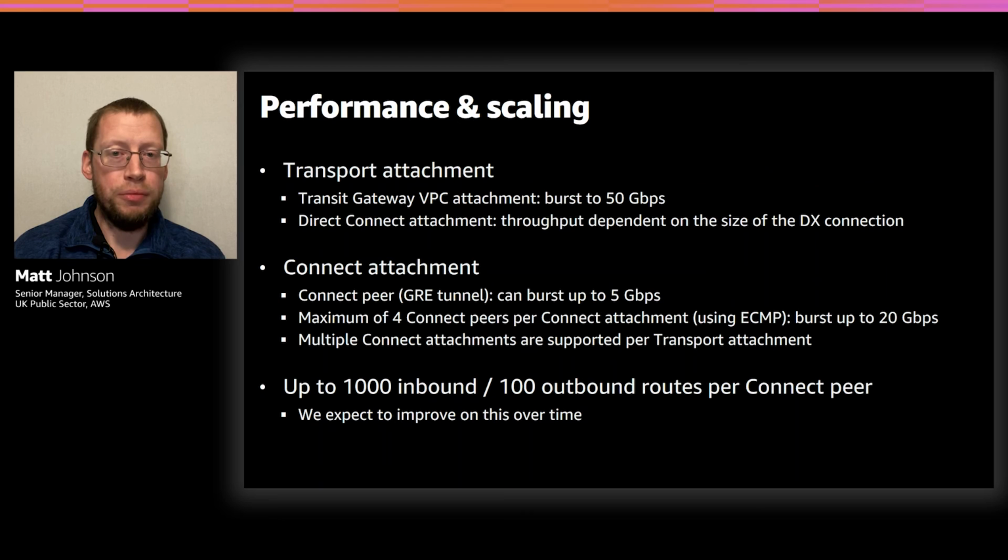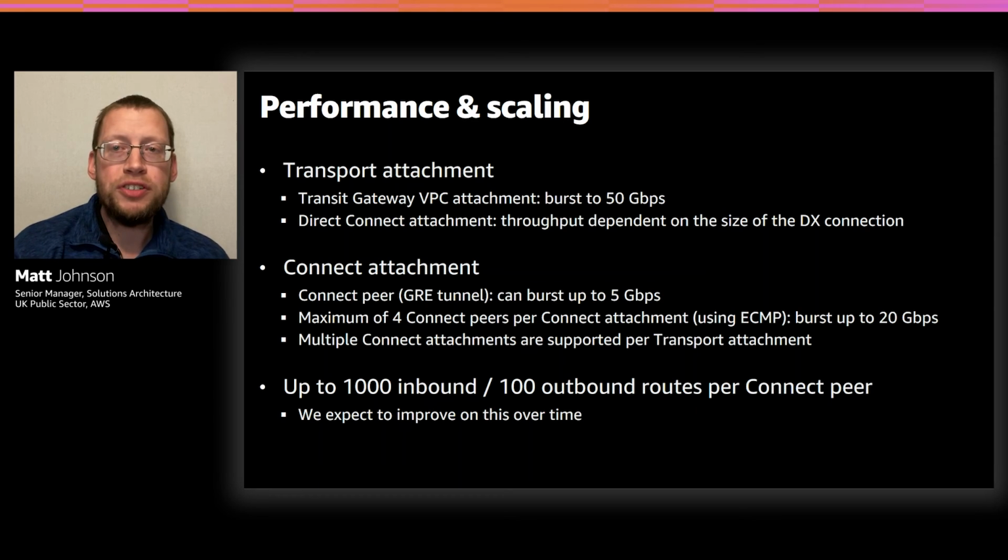These can burst up to 50 gigabits per second, the same as any VPC attachment. And so because Transit Gateway Connect runs on top of this, it will be able to utilize up to the maximum available on the Transit Gateway VPC attachment. We also support direct connect attachments. So the throughput will be dependent on the size of the DX connection. If you have multiple 10 gig connections in a lag group, then you will be able to make use of the size of that as needed.